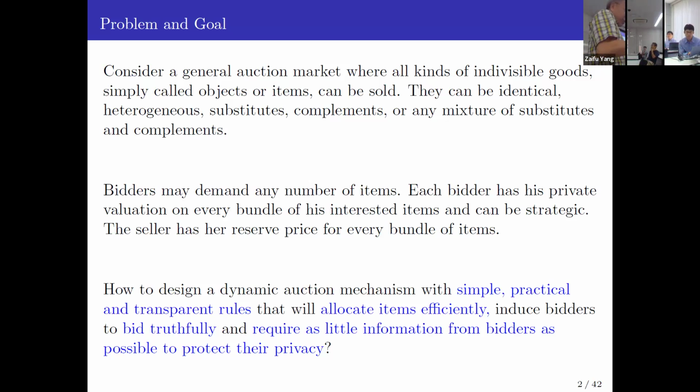Now the question is whether it's possible, and how, to design a dynamic auction mechanism with simple and also practical and transparent rules that will allocate items efficiently, at the same time induce bidders to act honestly, and also require as little information as possible from bidders so that we can protect the private information as much as possible. That's the general question we want to address.